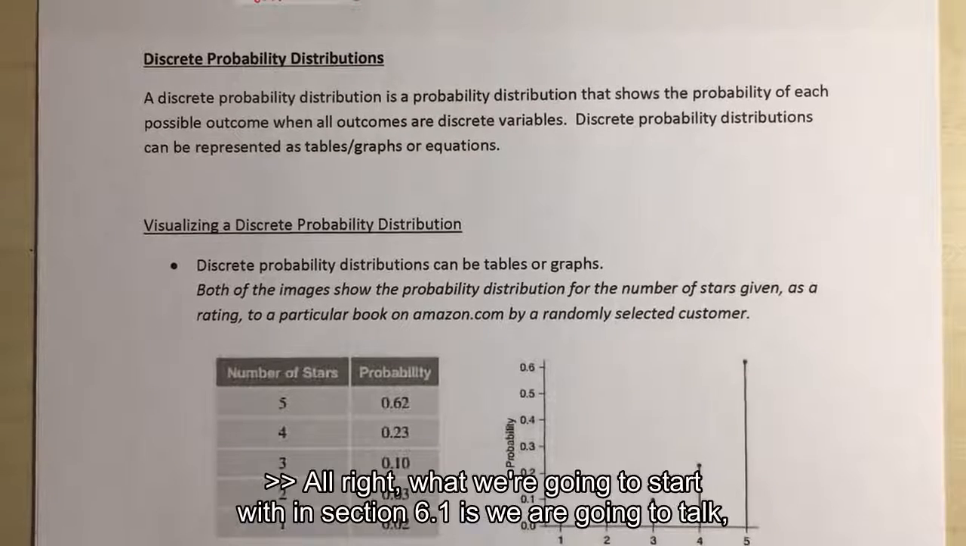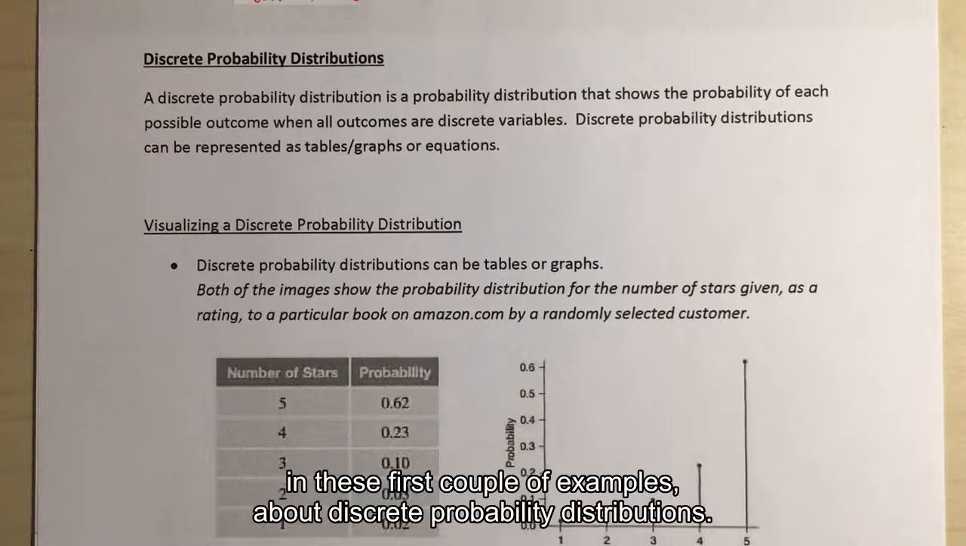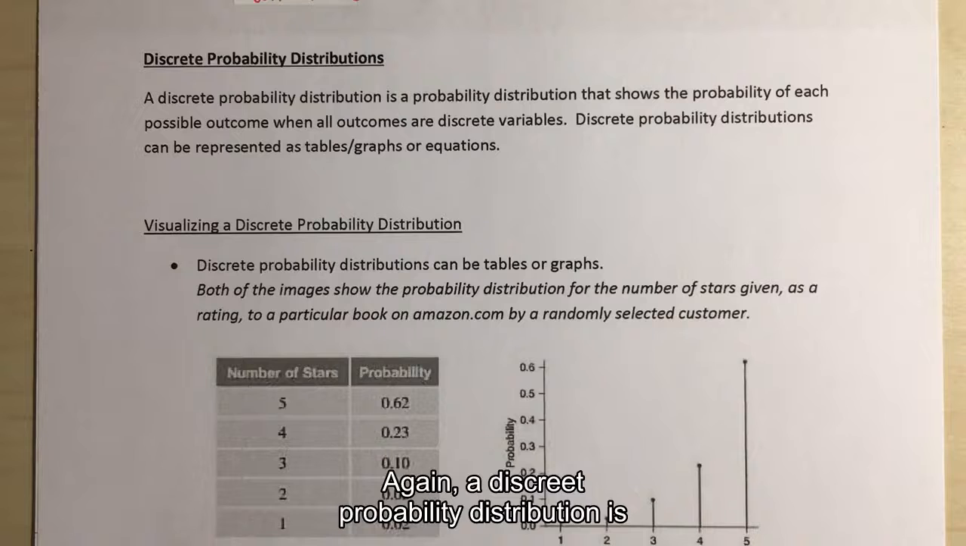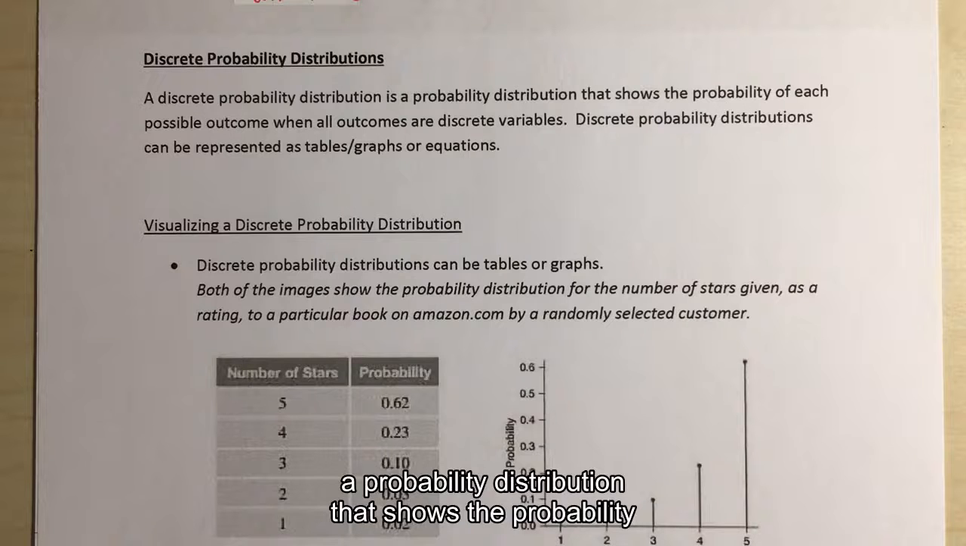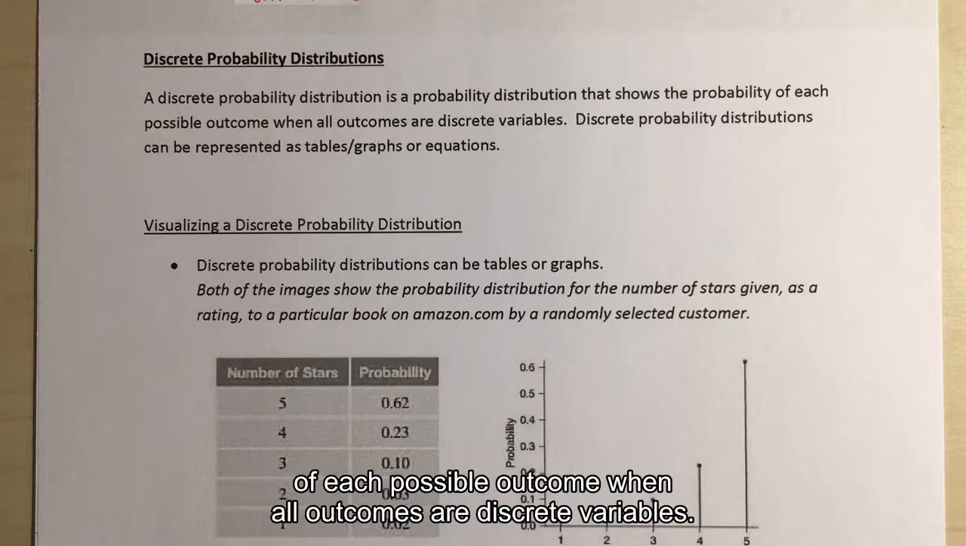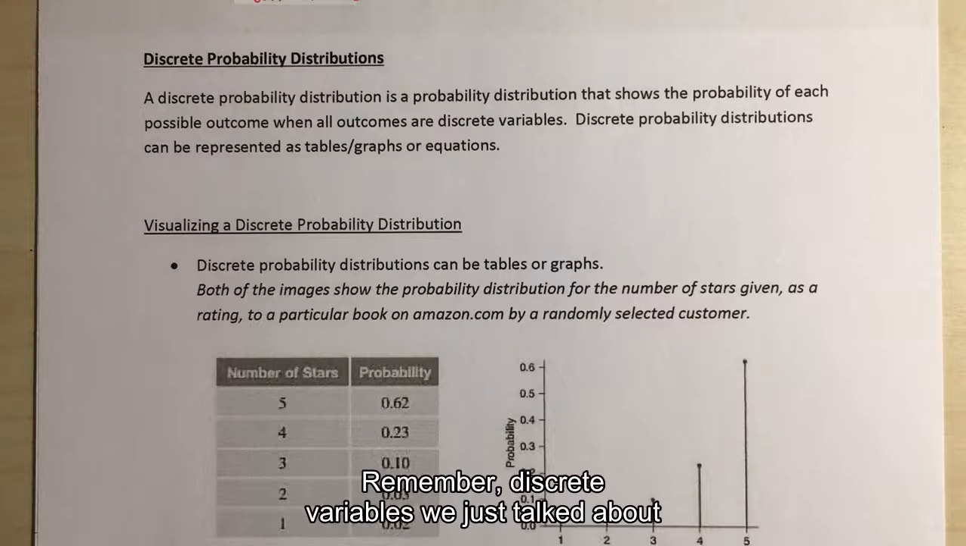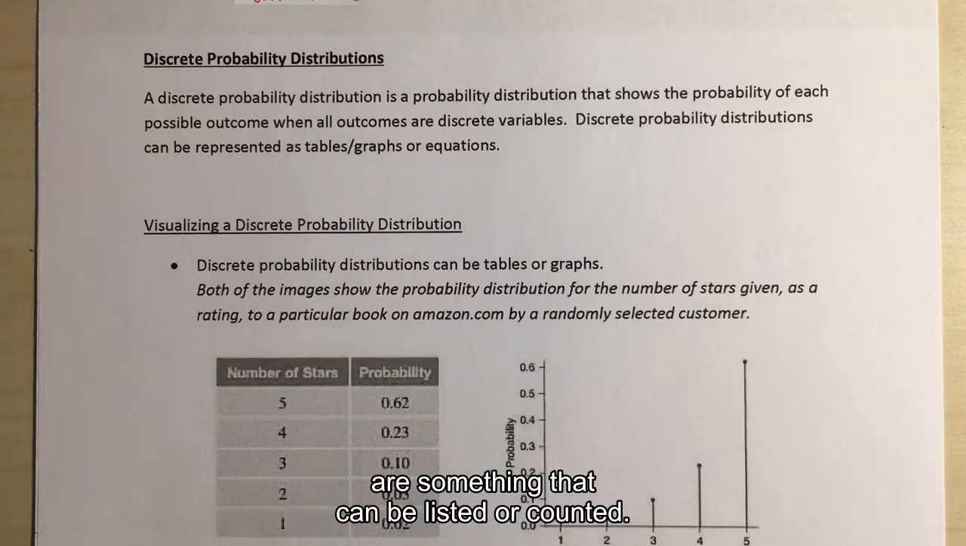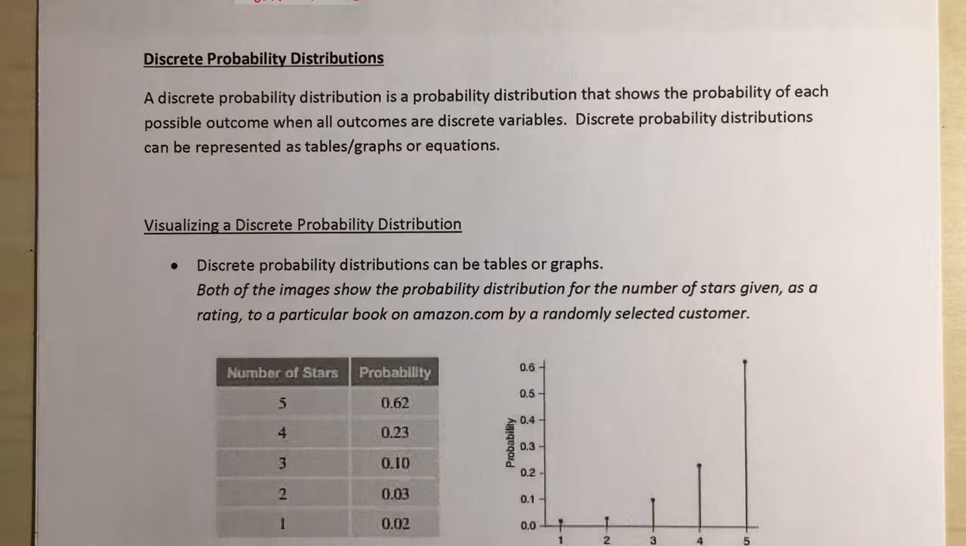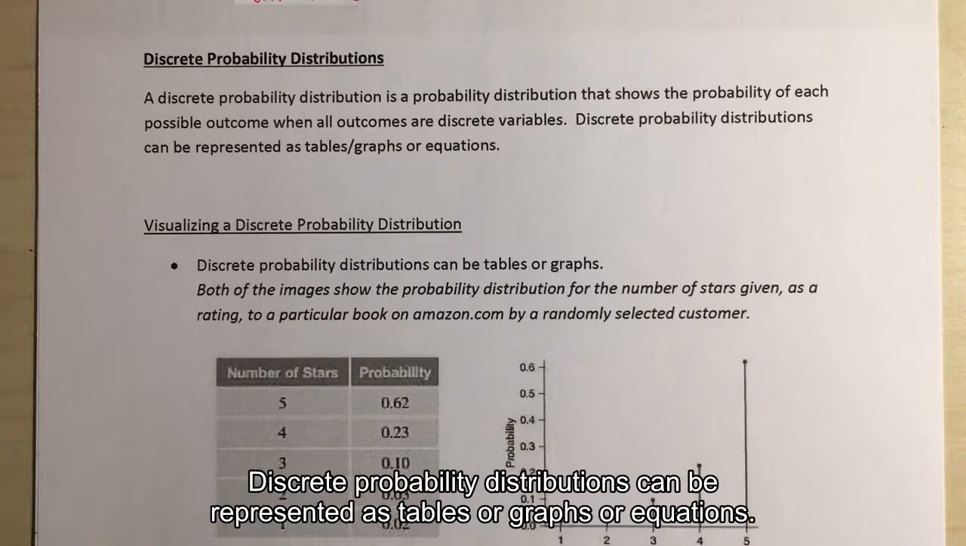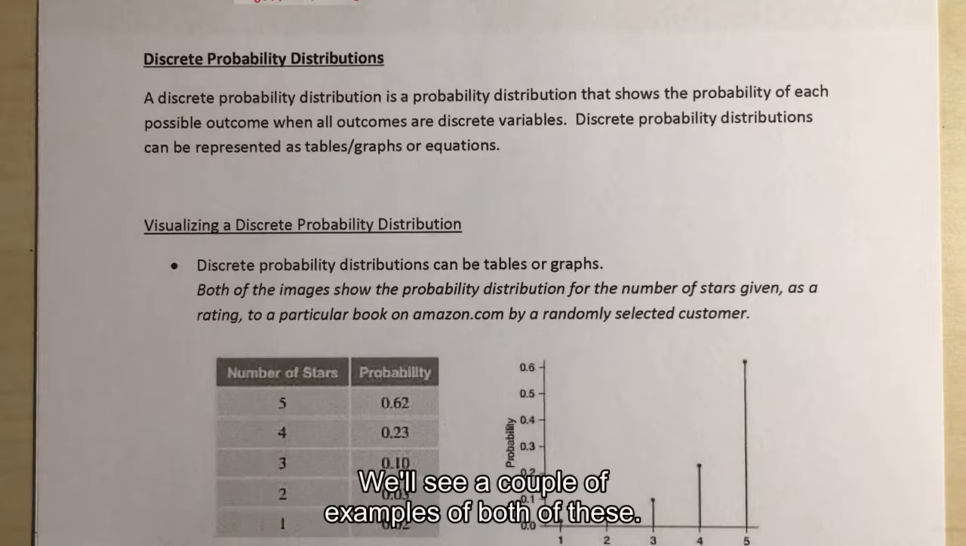Right, so what we're going to start with in section 6.1 is we are going to talk in these first couple of examples about discrete probability distributions. So again, a discrete probability distribution is a probability distribution that shows the probability of each possible outcome when all outcomes are discrete variables. Remember, discrete variables we just talked about are something that can be listed or counted. Discrete probability distributions can be represented as tables or graphs or equations, and we'll see a couple of examples of both of these.